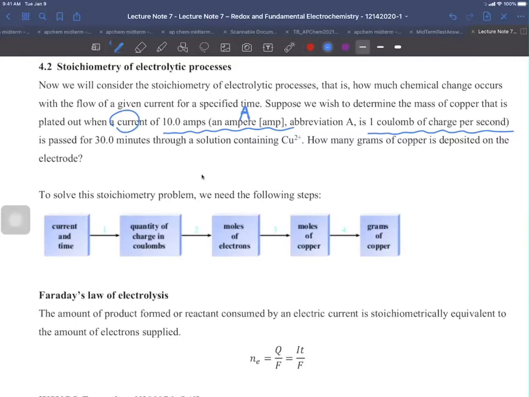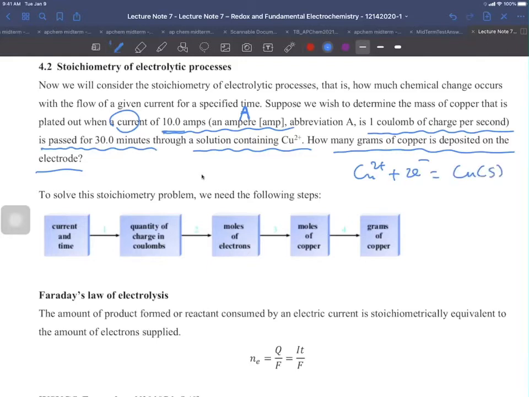So let's have a look at this question. Let's say 10.0 amperes of current is passed through the circuit for 30 minutes, and the circuit is going through a solution containing copper 2+. The question is asking how many grams of copper is deposited on the electrode. Which means the reaction is copper 2+ gains 2 electrons, turned back into copper, right?